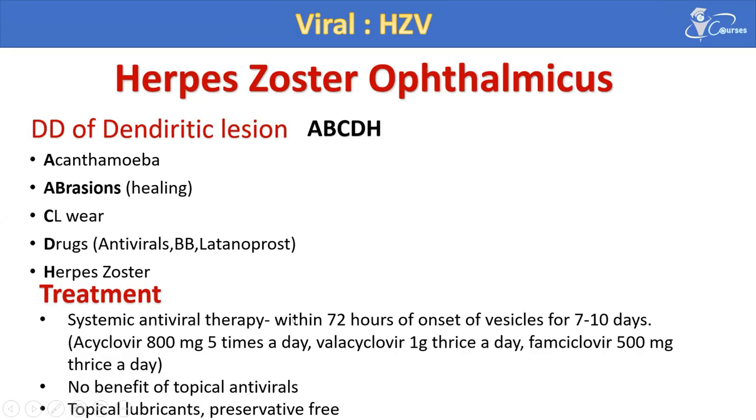This systemic antiviral therapy should be initiated within 72 hours of the onset of the vesicles, and should be continued for 7 to 10 days. Again, it should be within 72 hours of the onset of the vesicles, when the patient is developing the rash. Within 72 hours is the golden period for initiation of the antiviral treatment. After that, the patient may have a higher incidence of developing post-herpetic neuralgia.